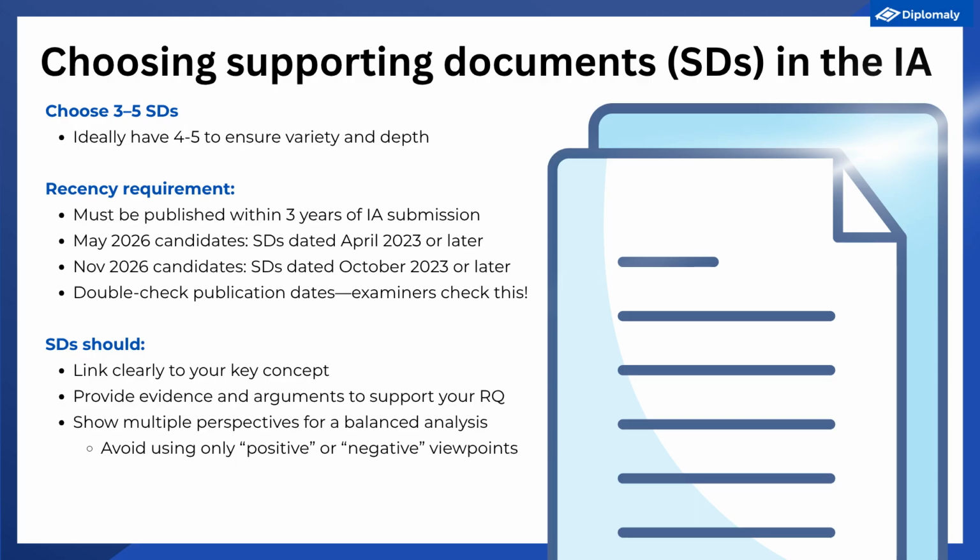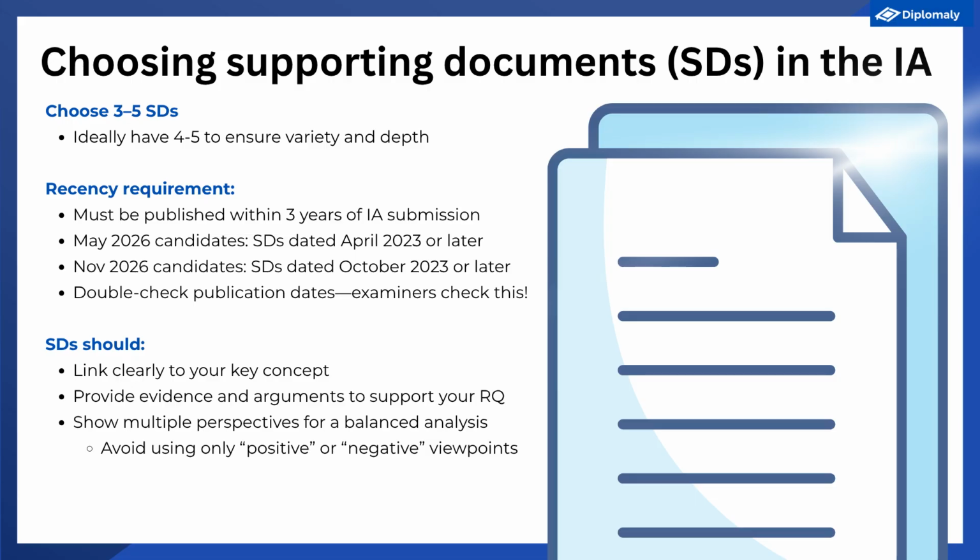The majority of the information and research you use in your IA should be from the 3 to 5 supporting documents that you include in the supporting document file. A few things to note about the SDs. Number 1, you need to choose 3 to 5 SDs. Our recommendation is to choose at least 4 SDs, and if you can, have all 5 SDs.